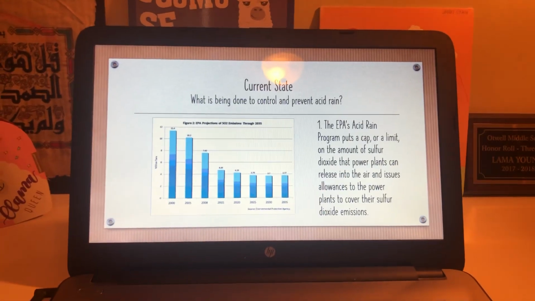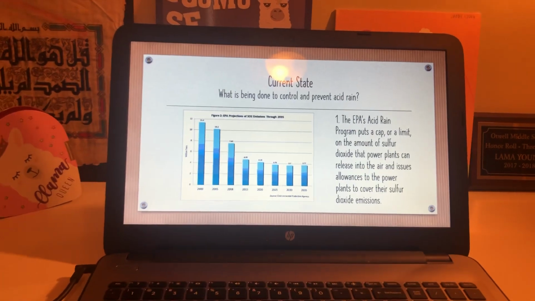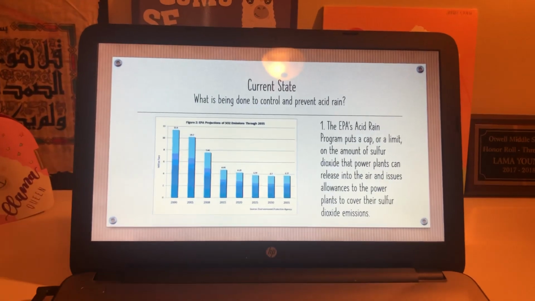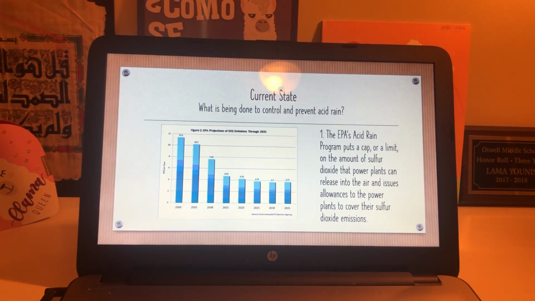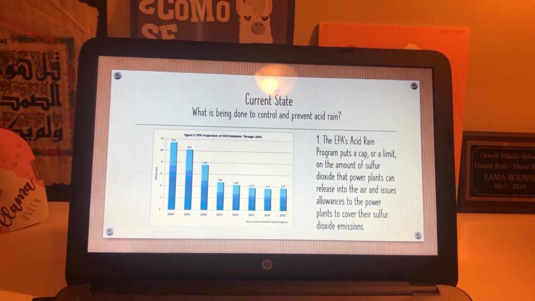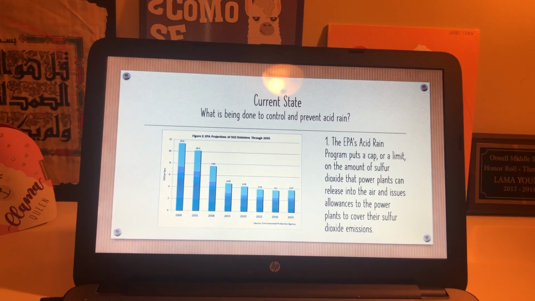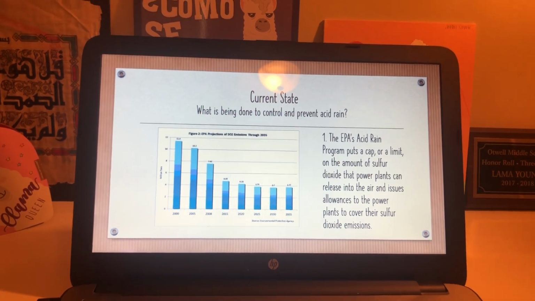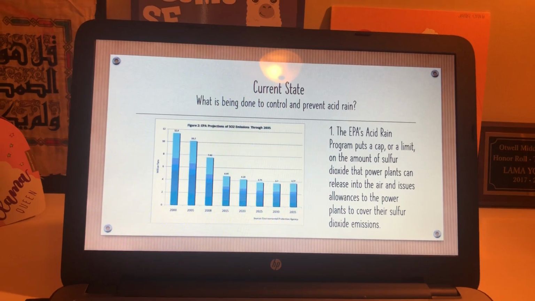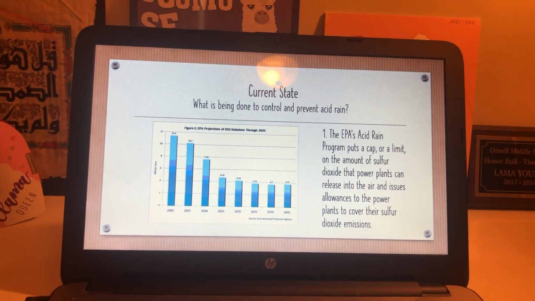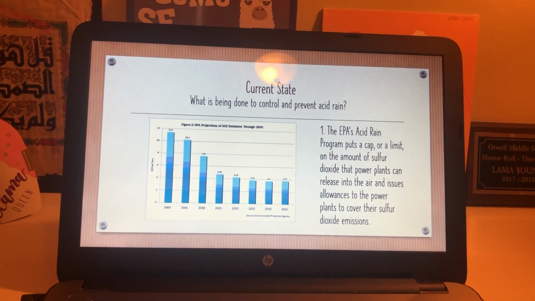So what's being done right now to control and prevent acid rain? Well, first of all, the EPA's acid rain program puts a cap or a limit on the amount of sulfur dioxide that power plants can release into the air. They issue allowances to these power plants. As you can tell in the graph, since 2000, sulfur dioxide emissions have gone down a lot, and they're expected to keep decreasing through 2035.